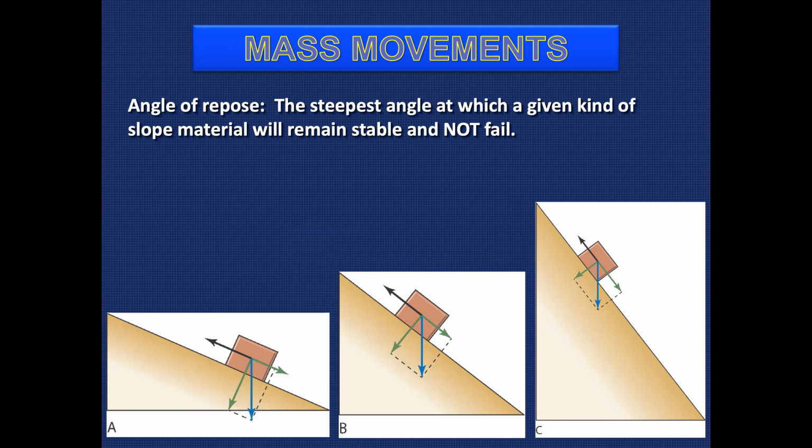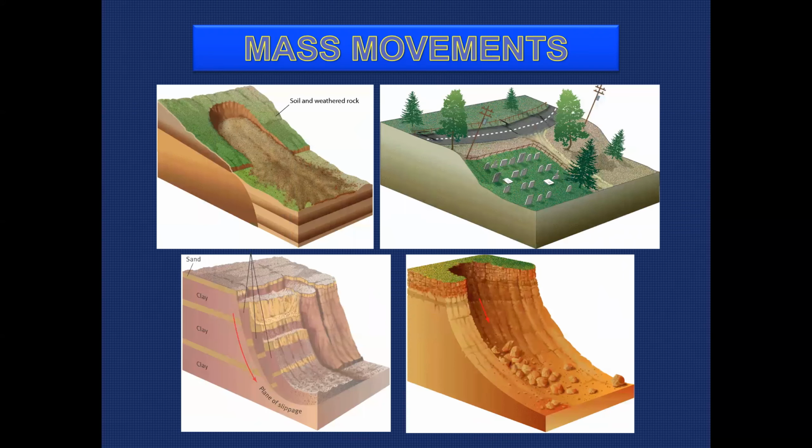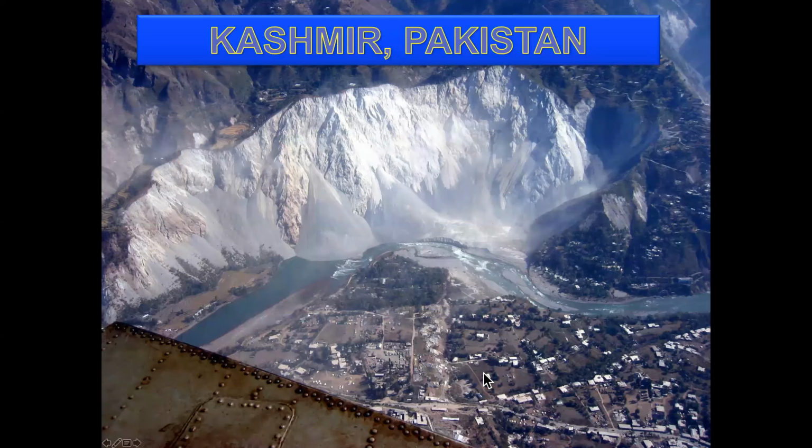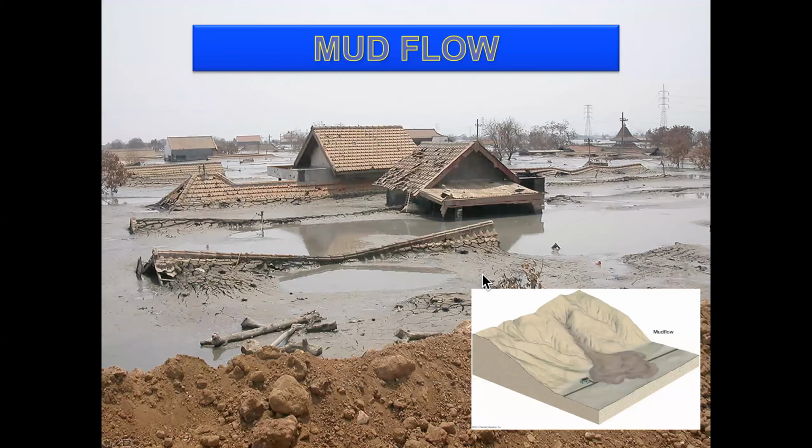By the way, there are some really good videos on the class or the section playlist on the YouTube page that shows you various examples of mass movement caught on video. Again, they can be very, very slow or they can be very, very fast. Here's an example of a river that has been redirected as a function of this material sliding down very, very quickly. And this is a mud flow in a Chinese city. Mud flows are very, very dangerous. They're very, very fast, and they're really difficult to get away from.